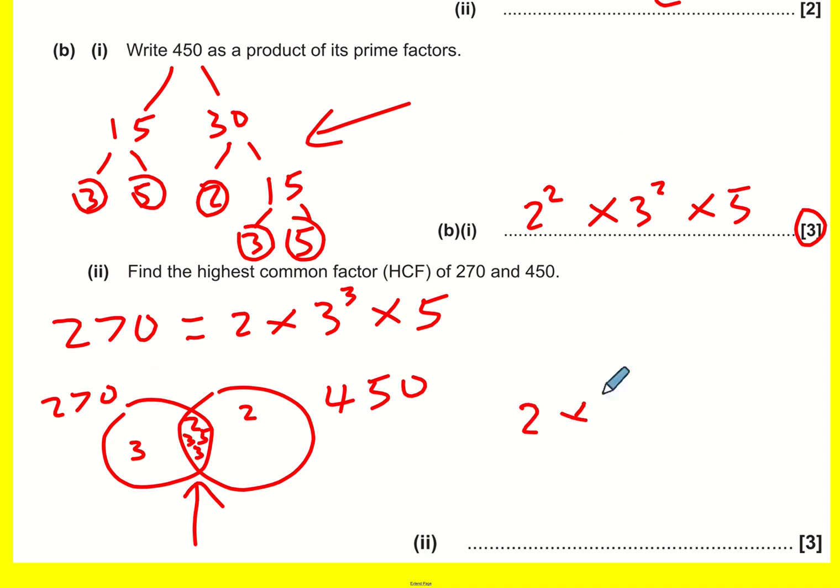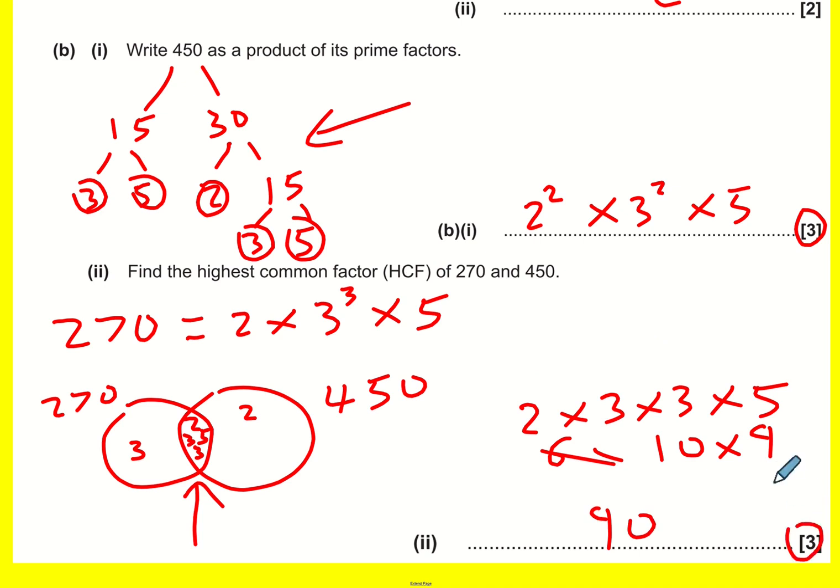My answer is going to be 2 times 3 times 3 times 5. The best way of doing this without a calculator would be 2 times 5, which is 10, 3 times 3, which is 9, and so it's going to be 90. There are lots of ways of doing this question. You don't really want to be finding all of the factors for these numbers. They're too large, so that method's out the window.